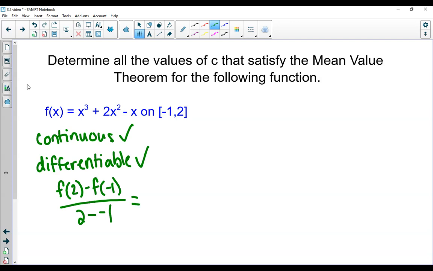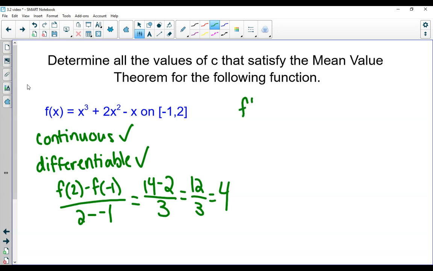When I plug in 2, I get 8 plus... no, oh sorry, minus x. I missed that. Sorry, 14. And then when I plug in -1, I get a value of 2. And 2 minus -1 is 3. So that 12 over 3, that's 4. So we are now looking for where the derivative is equal to 4, because that's the slope of our secant line.